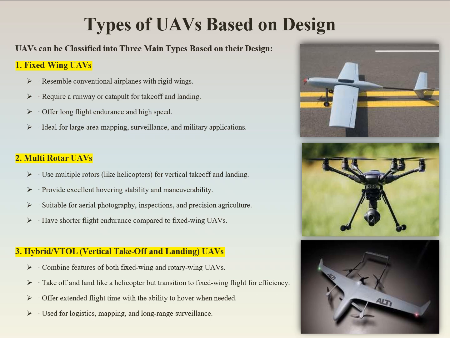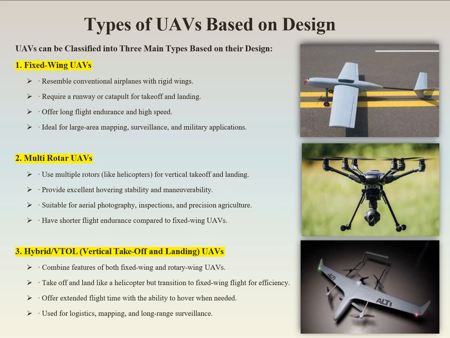Let's discuss the types of UAVs based on design. Drones come in different shapes, like cars come in different models. First, we have fixed-wing drones, which look like mini airplanes. They need a runway to take off and land, but can fly long distances, perfect for big mapping jobs.